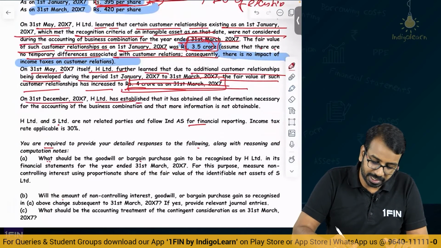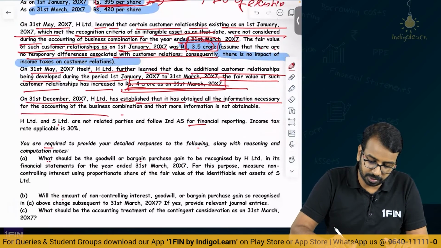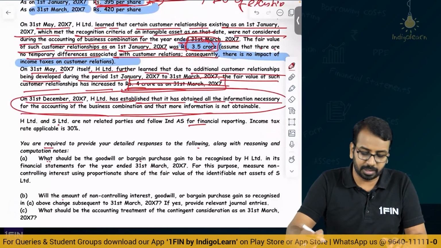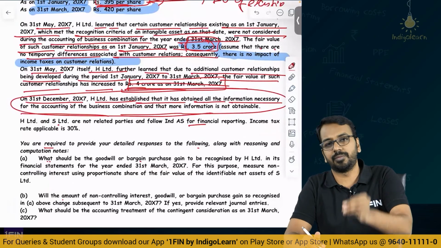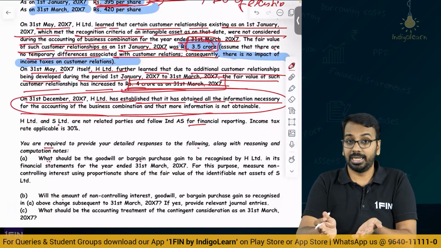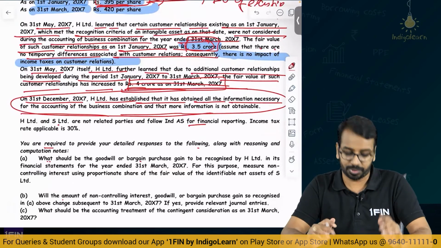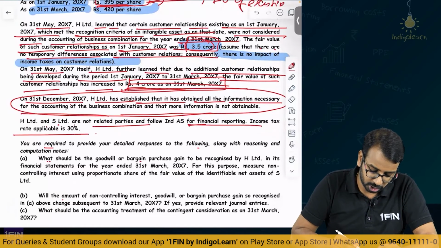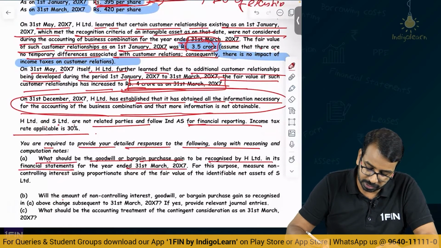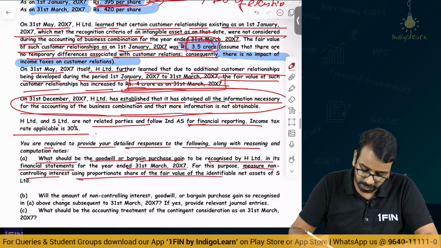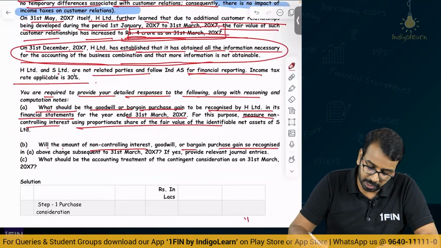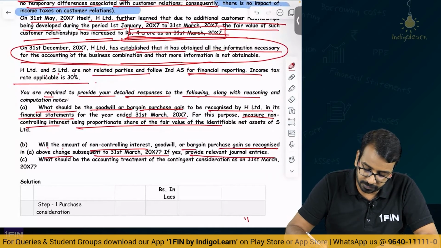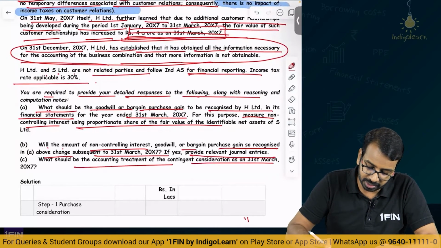On 31st December, H Limited has established that it has obtained all the information necessary for the accounting for business combination, and more information was not obtainable. So, just that we will update the customer relationship value and adjust the goodwill accordingly or capital reserve accordingly, and also the NCI component. H Limited and S Limited are not related parties, they follow Ind AS and income tax is 30%. You are required to provide your detailed responses to the following. What should be the goodwill or bargain purchase to be recognized by H Limited in its financial statement for 31st March? Measure non-controlling interest using proportionate share. Will the amount of NCI goodwill or bargain purchase change subsequent to 31st March? If yes, provide the journal entries. What should be the treatment of contingent consideration on 31st March?